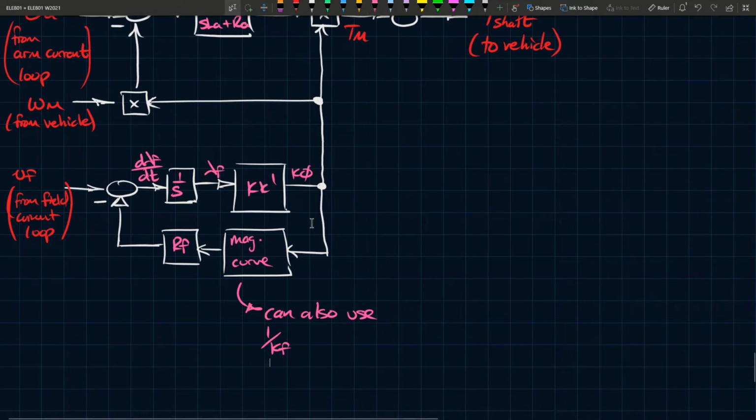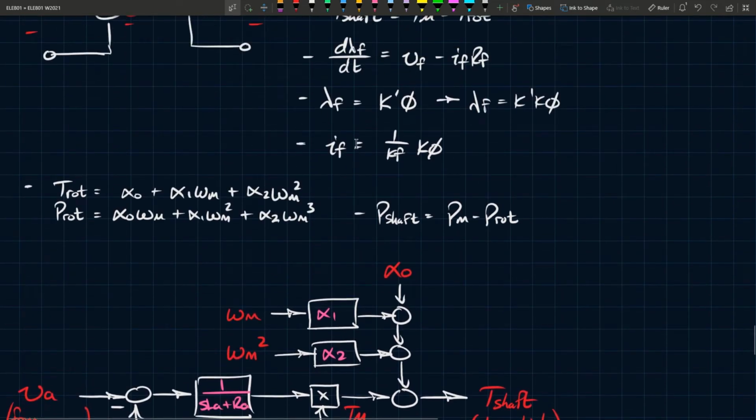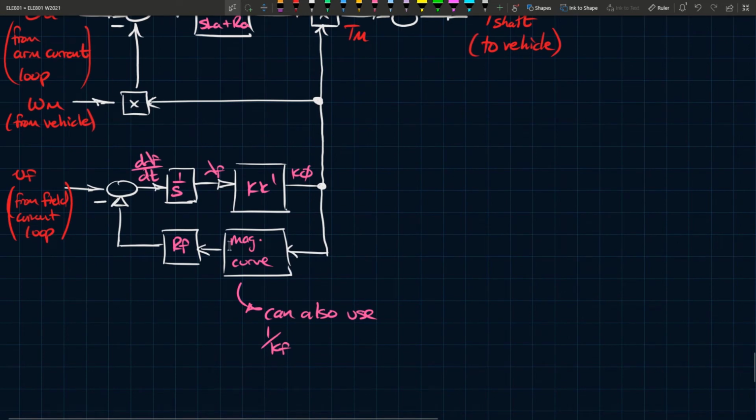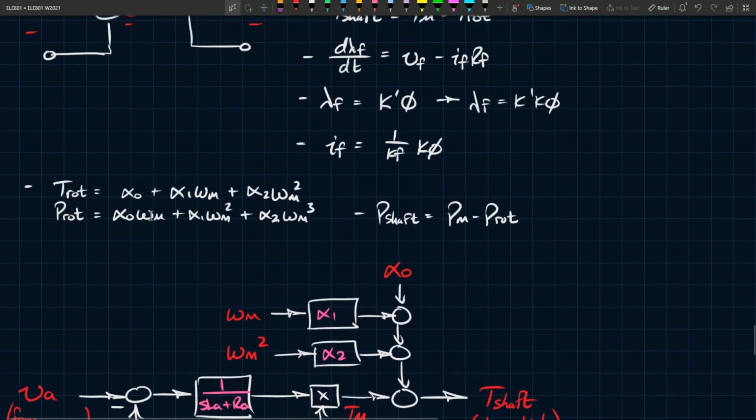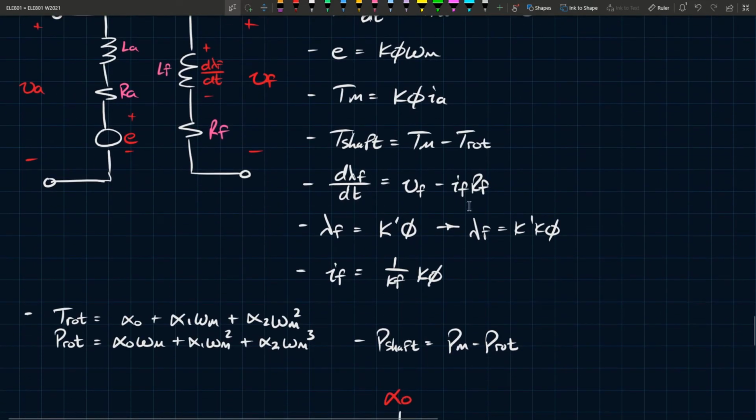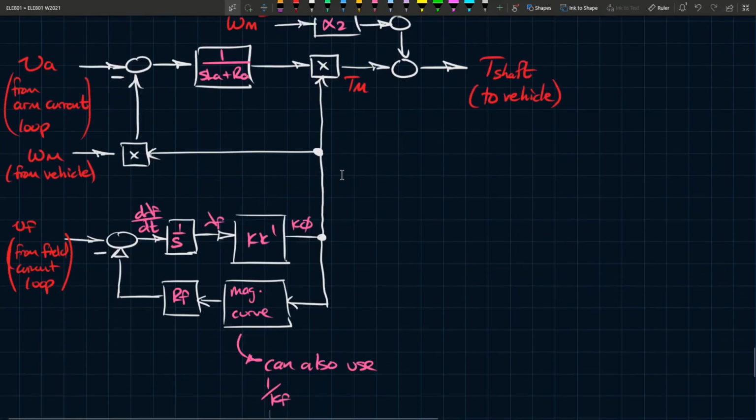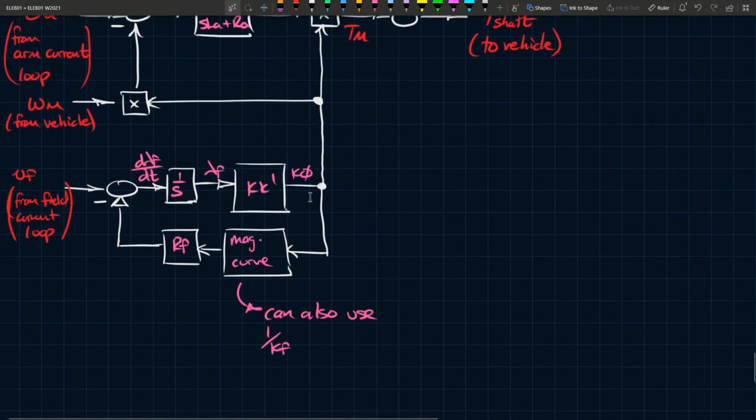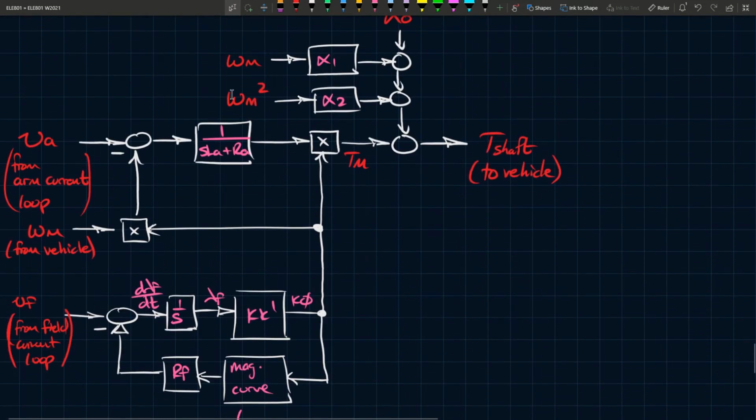So is that what we called it? Did we call it KF? Yes, we called it KF. So 1 over KF is the slope that relates the two, and that comes from here, right? So IF and then K phi goes into here, you get IF at the output, and that's what gets fed back here. VF minus that, according to, where's the equation for the field? This, so VF minus IF times RF gives you the d lambda F by dt. Which is exactly what you're seeing here, right? So this is the model.